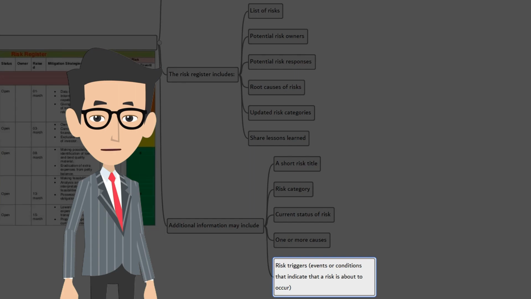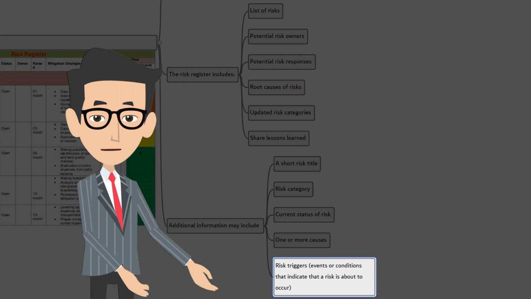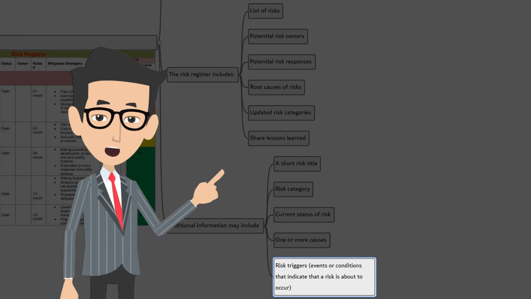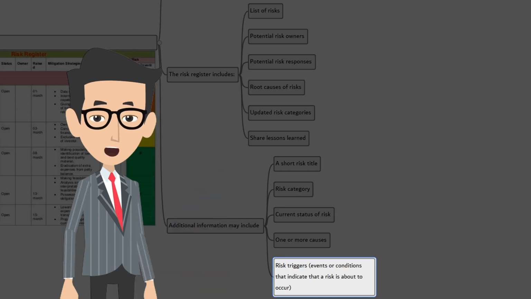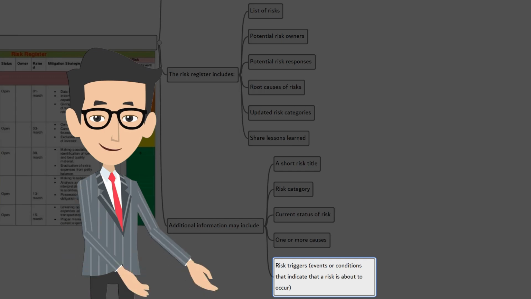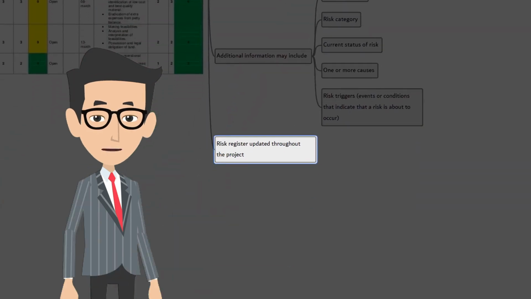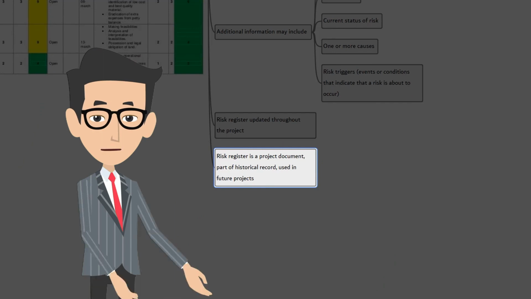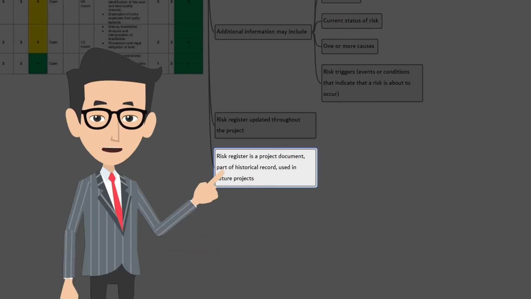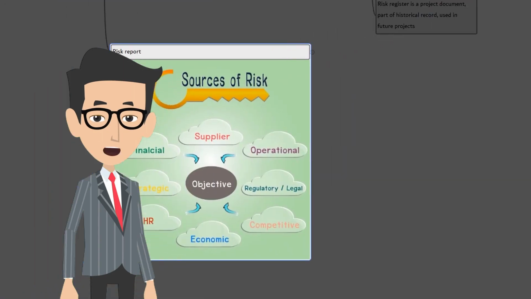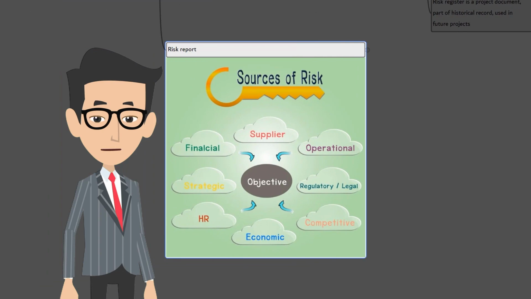Timing information. When was the risk identified? When might the risk occur? When might it no longer be relevant? And what is the deadline for taking action? Risk register will be constantly updated throughout the project. Don't forget, a risk register is a project document which is part of historical records that will be used in future projects. Let's move to the next one, risk report.